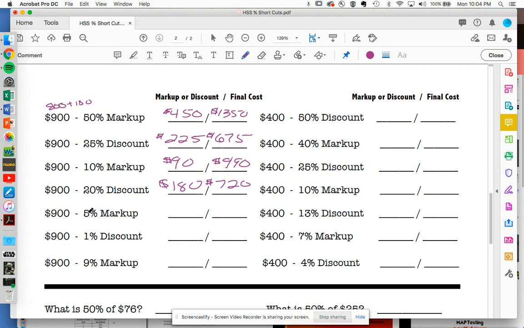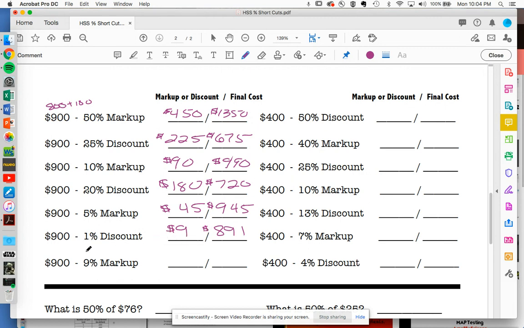Now, going to 5%, remember you find 10%, which we know is $90, and we cut it in half. What's half of $90? Half of $90 should be $45. Since it's a markup, that would be $945. Simple enough. If I wanted to find 1% of that, I move it 1, 2, we get $9 is 1%. Okay. And if I had a discount, I'd take 9 away from 900 and I would get $891.